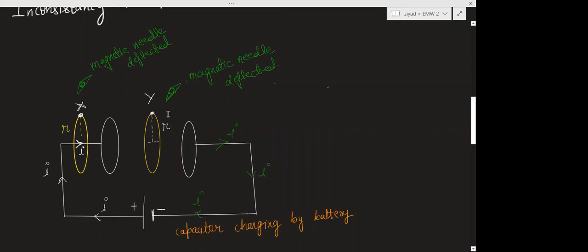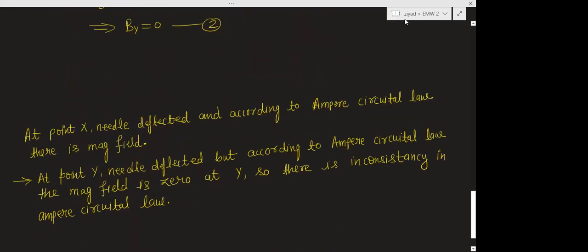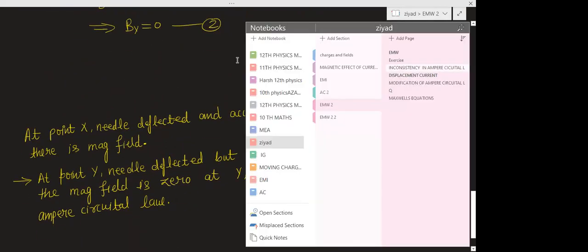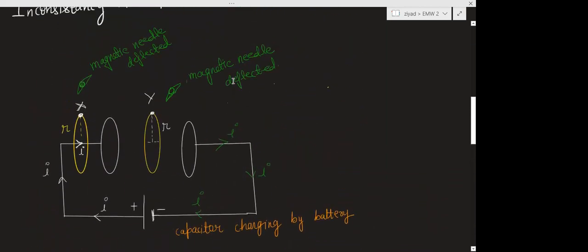So this is the inconsistency in Ampere's circuital law, and I have written it here. After that, this inconsistency was resolved by the scientist Maxwell.